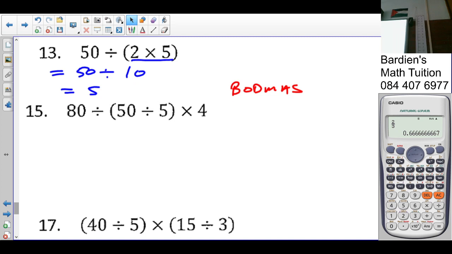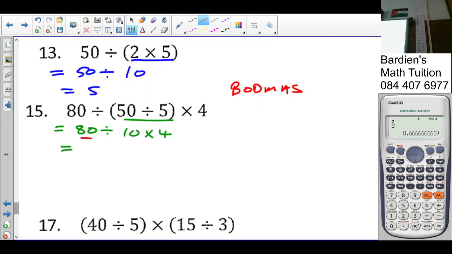Next, number 15. Let's do brackets first according to Bodmas. So it is 80 divided by 10 times 4. So what must be done first? Division. Which gives us 8 times 4, which is 32. Okay.